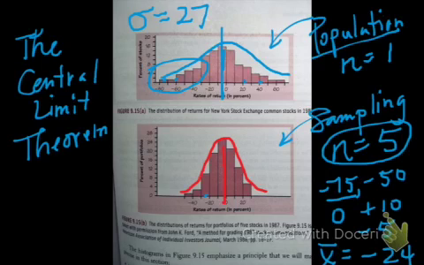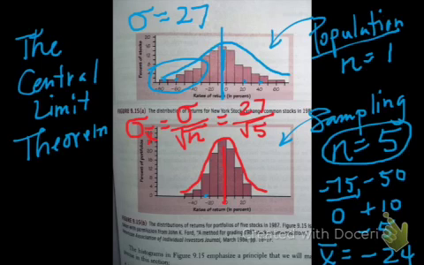And so the standard deviation of all these sample means is going to be that population standard deviation cut down by a factor of square root of sample size. Now, square root of 5 is just a little bit more than 2, something like 2.2. And so if we put in 27 divided by square root of 5, it turns out that this standard deviation is closer to 5. That's approximately.